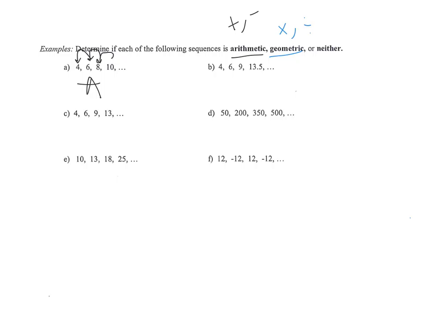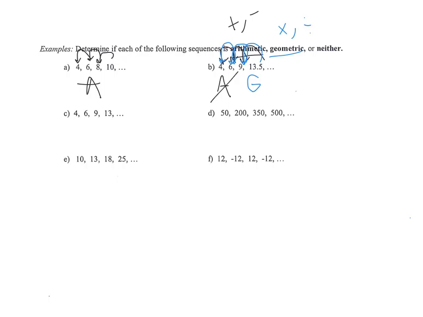And then B, if I do 13.5 minus 9, 9 minus 6, 6 minus 4, they're not the same, so it's not arithmetic. Then I try geometric. 13.5 divided by 9, 9 divided by 6, 6 divided by 4 is all 1.5, so it's geometric. So if you subtract the numbers and they're all the same, it's arithmetic. If you divide the numbers, then it's geometric.